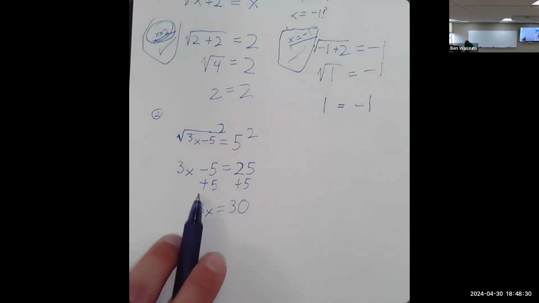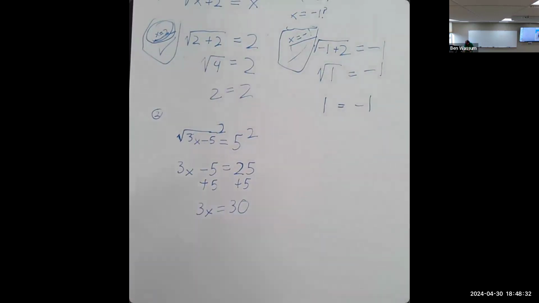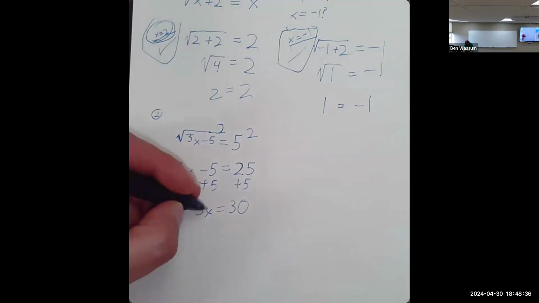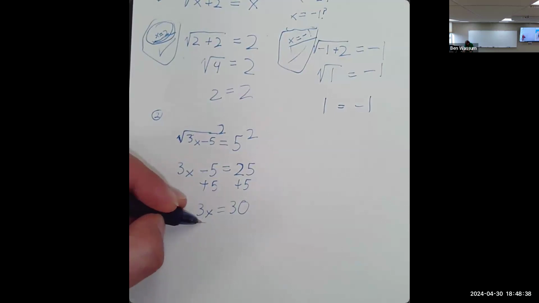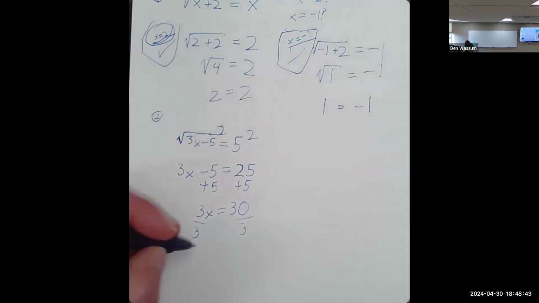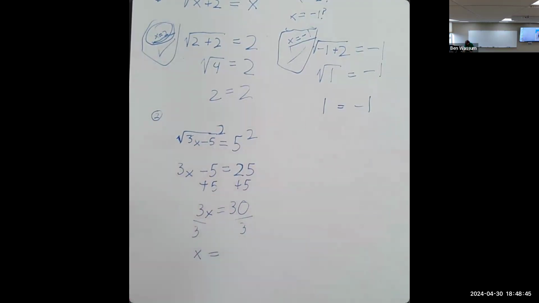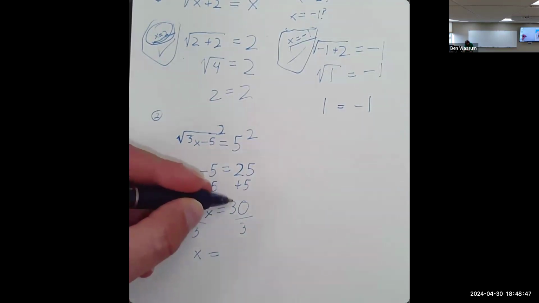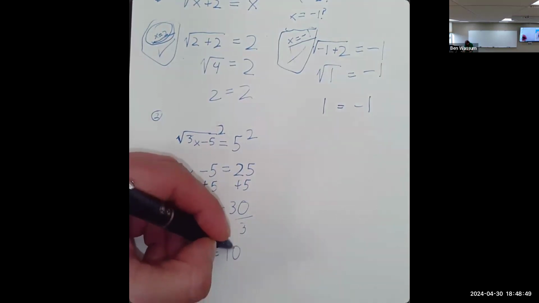Okay. So we add the 5 to the other side, cancel that out over here. We have 3x left over here equals 30. I don't want 3 x's, I want 1. So divide off that 3. 30 divided by 3, you get 10.